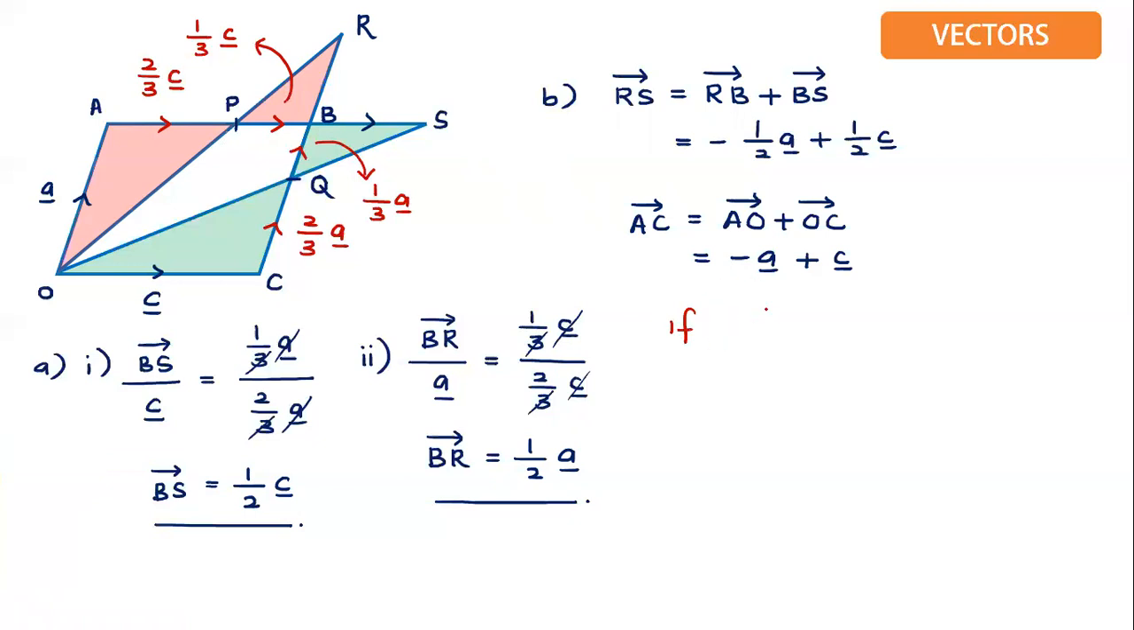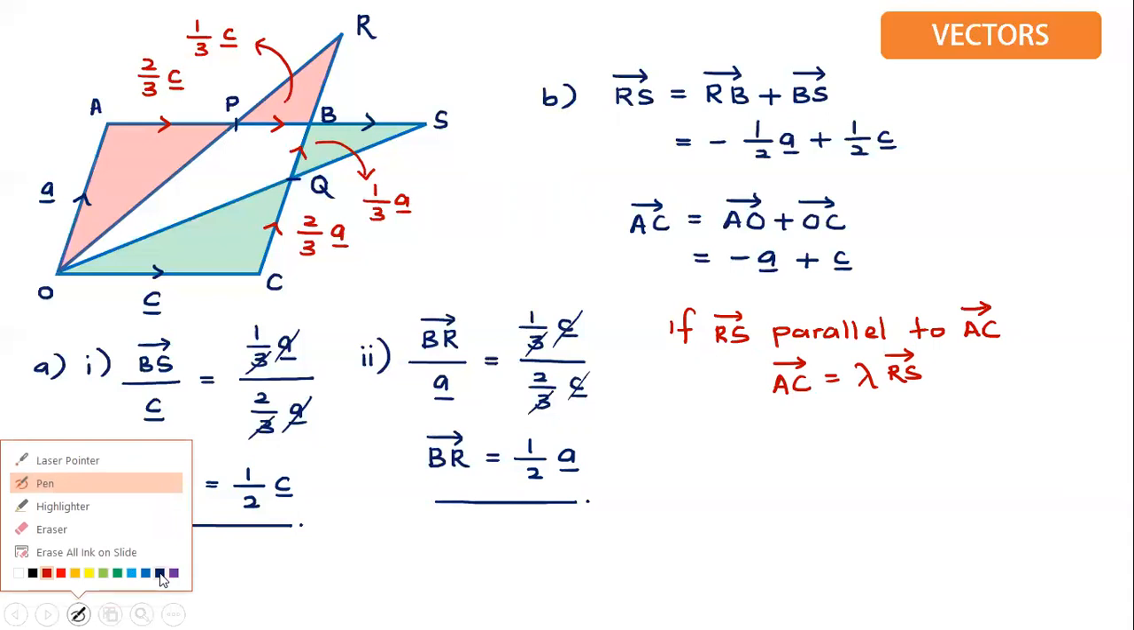Listen, if RS is parallel to AC, we can form them in an equation, class, with the lambda. So that means I can write like this: AC equals to lambda RS. Listen, okay, AC equals to lambda RS. We want to prove that the lambda is equal. Once the lambda is equal, that means they are parallel.